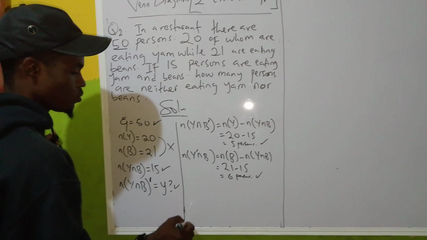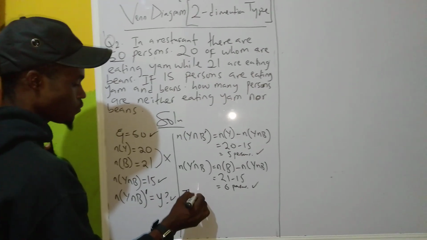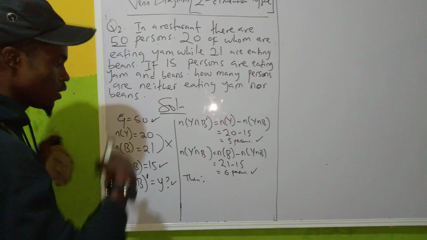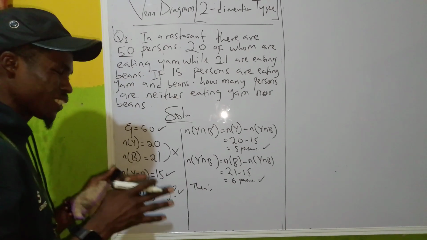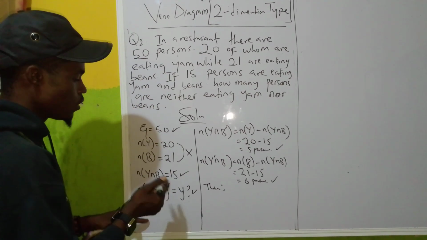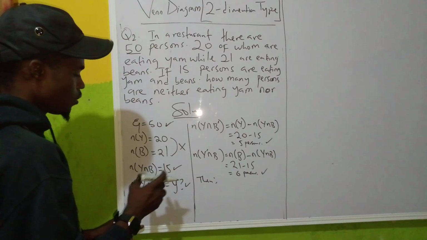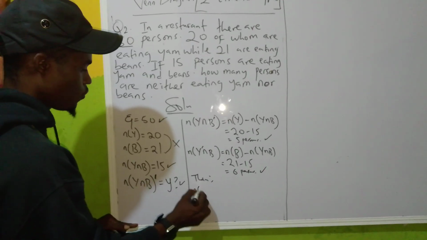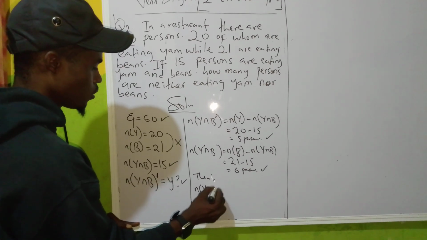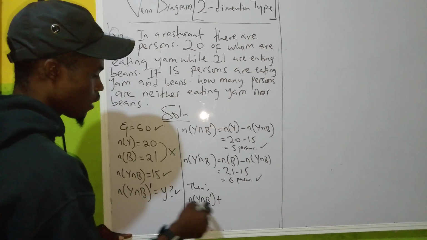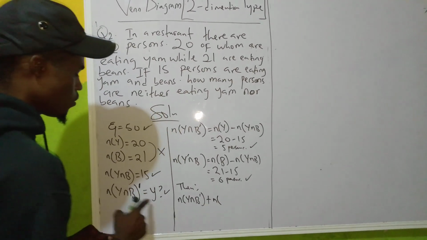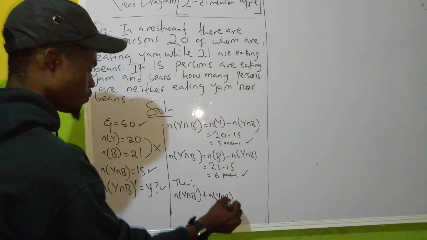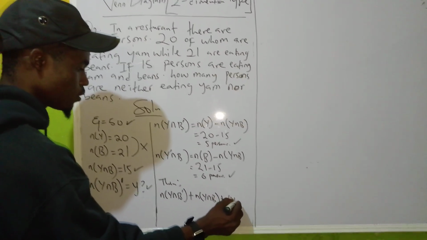So now to solve this problem, you put them together to find this one. You start, as usual, from the combination of all the sets you are concerned about equals the inverse set. Let's start from here: number of exactly yam, plus number of where the two are connected, plus number of exactly beans.